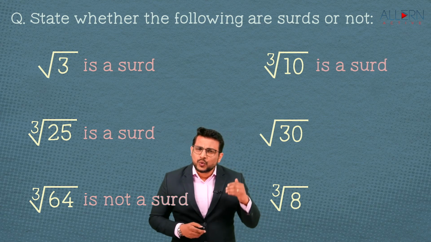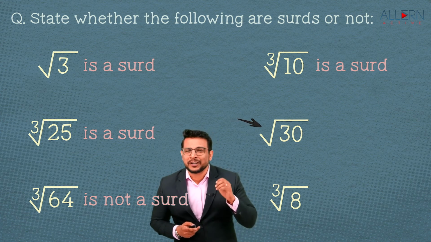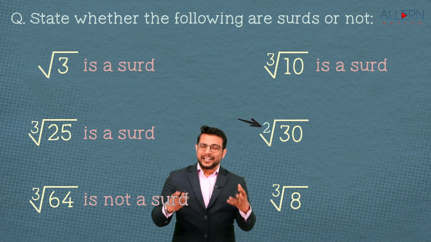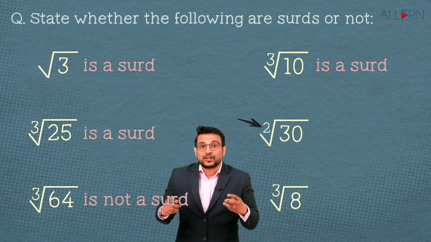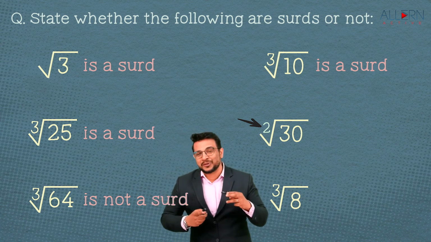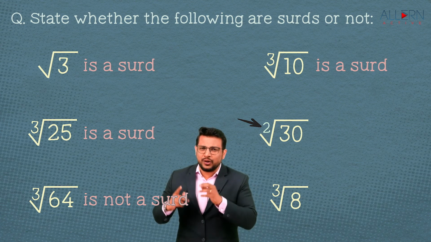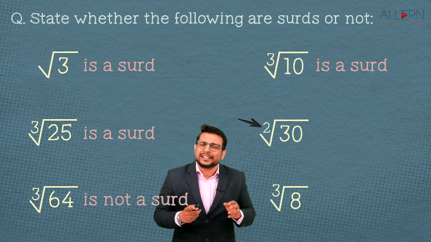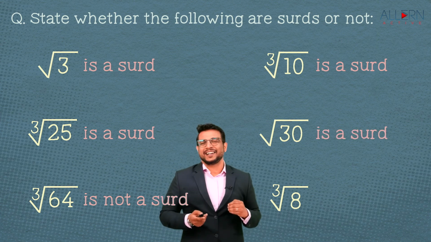Right, what is that? It is square root of 30. That means what's the order? The order here is 2. That's a natural number greater than 1. The radicand here is 30. Yes, that's a positive rational number greater than 1. And the entire expression, square root of 30, when you find it, is going to be 5 point something, right? It is going to be non-terminating, non-recurring. That means it is irrational. All three conditions satisfied. That means it is a surd.